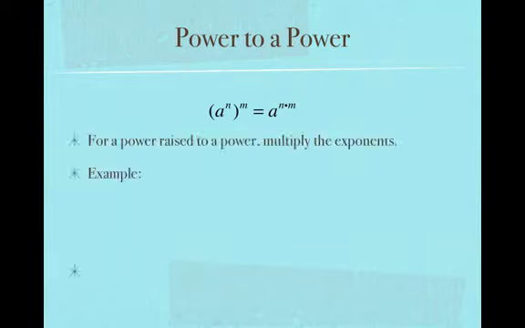Okay, the next property is power to a power. So if we have a problem that looks like this, where we have a to the n, and then it's raised to another exponent m, we multiply these. So n times m for that exponent.